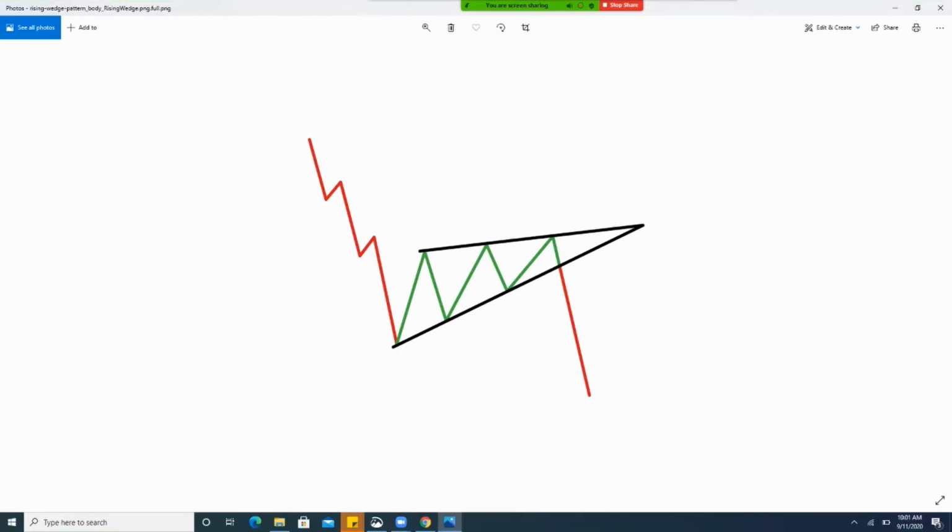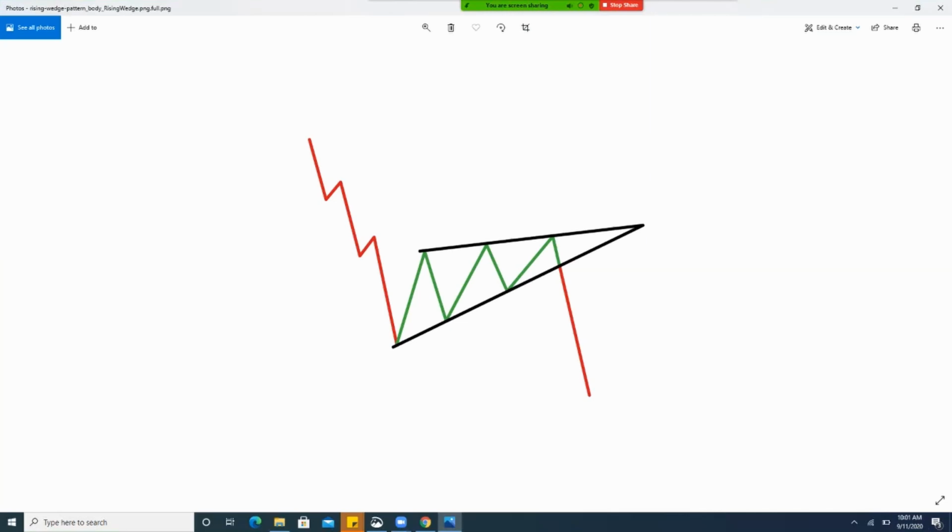All right, in this video, we're going to go over the wedge pattern. A wedge pattern is one of the most commonly used Forex patterns in the market because it's really easy to identify and it has a pretty good expected outcome when you can identify it. So the wedge we're looking at here is a rising wedge, and this is a continuation wedge pattern.